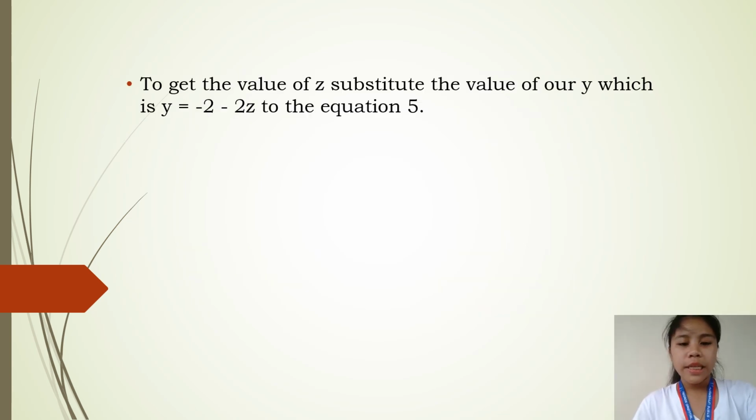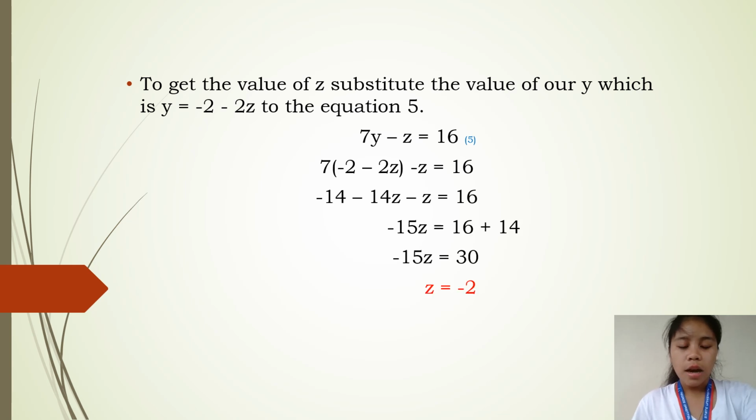So to get the value of z, substitute the value of y, which is y is equal to negative 2 minus 2z, into equation 5. So here is our equation 5, which is 7y minus z is equal to 16. We're going to substitute each value. So 7 times the value of our y, which is negative 2 minus 2z, minus z is equal to 16. Then we're going to use the distributive property.